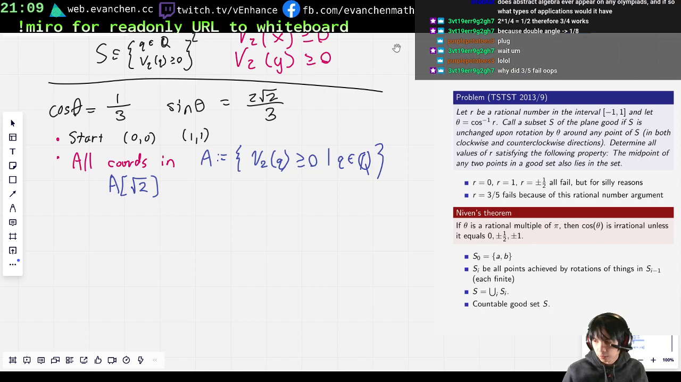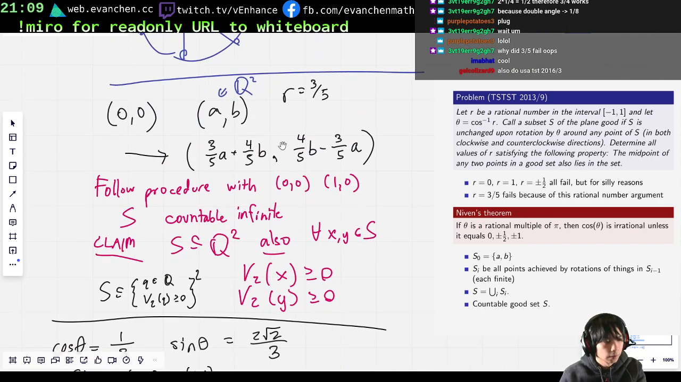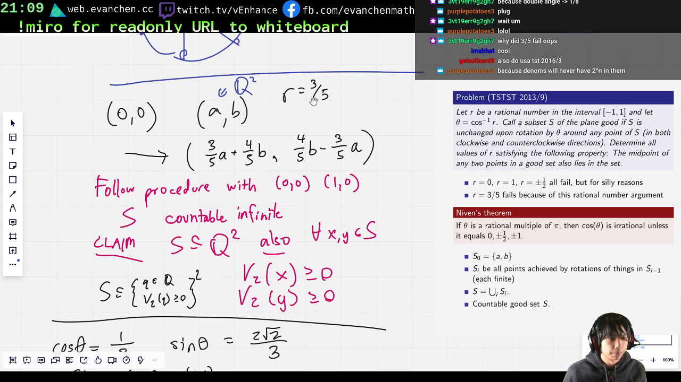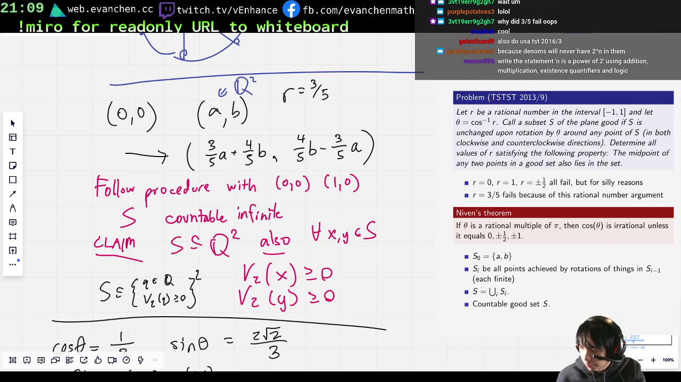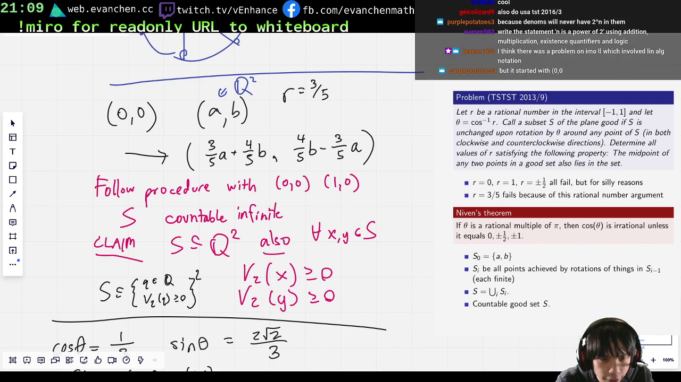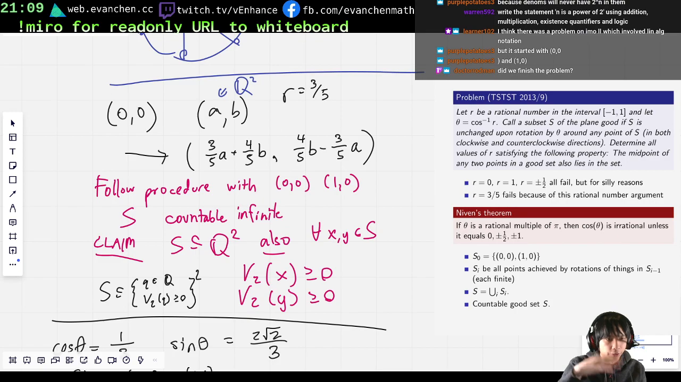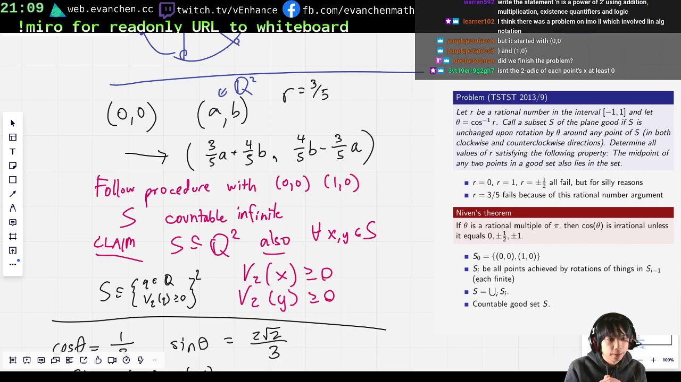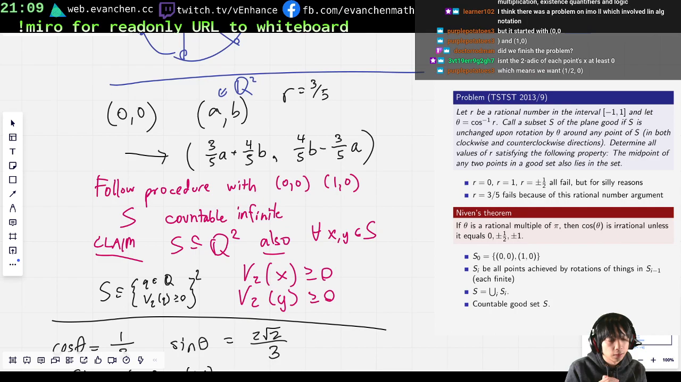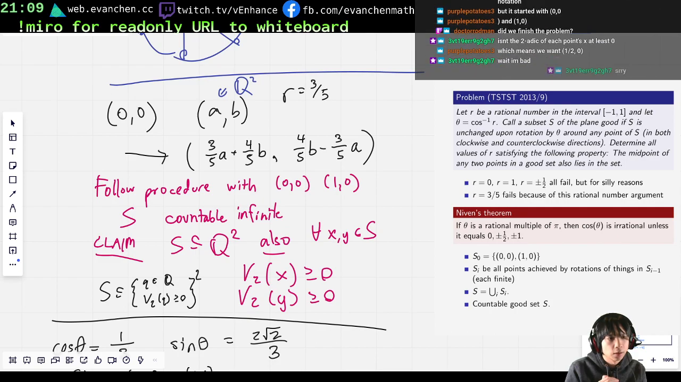Why does 3/5 fail? The way 3/5 fails is, for r equals 3/5, 3/5 a plus 4/5 b. So when I use this construction that I described here, let me just say S0 is 2 points. In fact, I'll just call them (0, 0) and (1, 0). Then when I do the rotations, okay, cool. At least 0? Yes, that's the point.